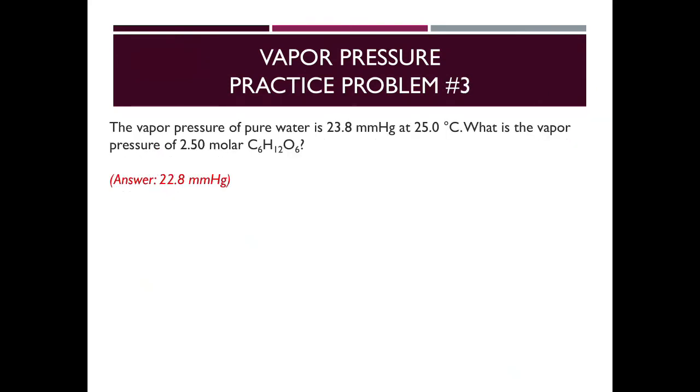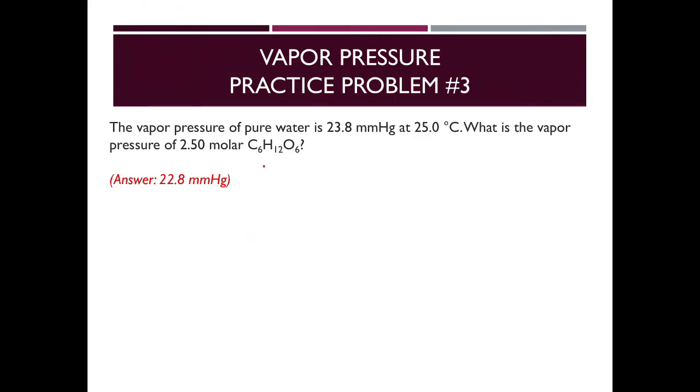The vapor pressure of pure water is 23.8 millimeters of mercury at 25 degrees Celsius. What is the vapor pressure of 2.50 molar sugar? Okay, so we have moles of sugar, which is great. We have the vapor pressure of our pure water. We don't have a lot of other information though.